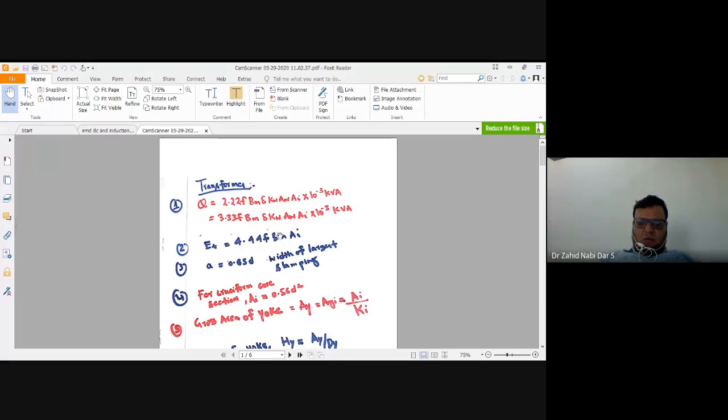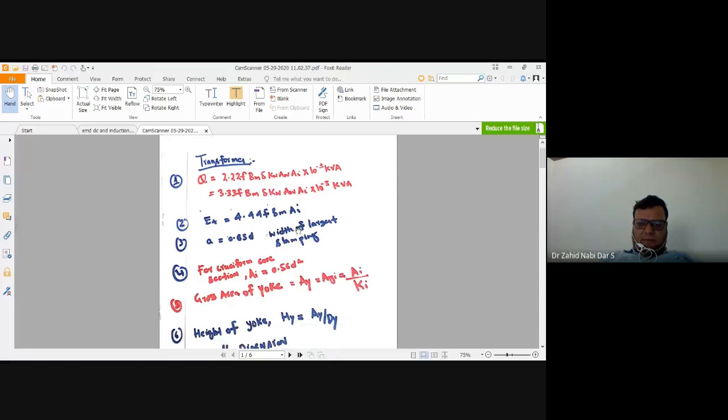So your EMF per turn, that would be your E divided by turns per phase, is given as 4.44 f BM into AI. One term is missing here: KW should be there because of the space factor. So be careful, okay? I will write it when needed. Otherwise, see how this flux phi I have replaced by BM into AI.